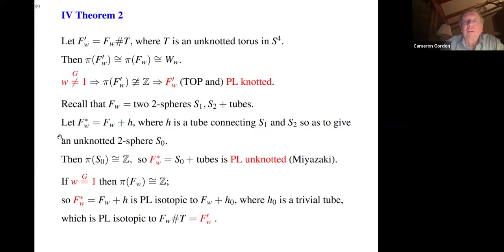So the upshot is, I hope that's a little fast, but the upshot is that if the word is 1, then this guy is actually going to be PL unknotted. So at the expense of adding one more tube, one more copy of the torus, then we get the corresponding theorem in the PL category. And the fact that we only needed one tube was because this group W said we only had 2 generators. Okay. So that proves theorem 2.